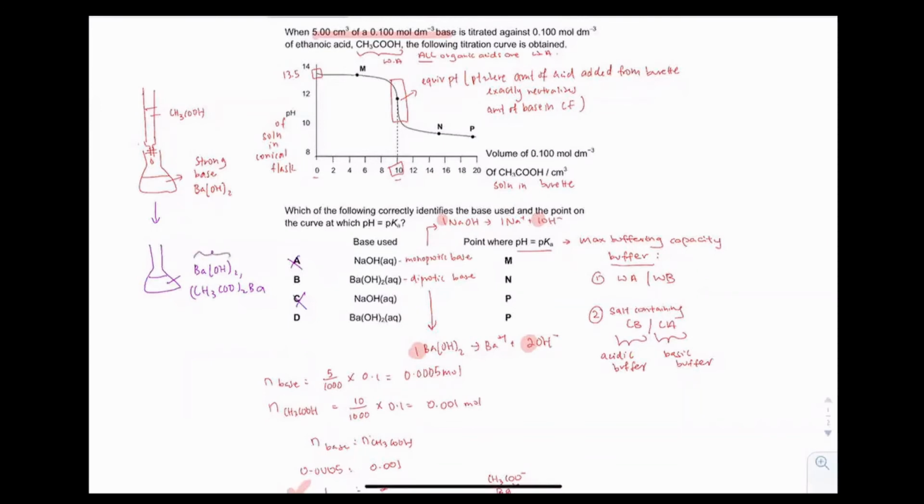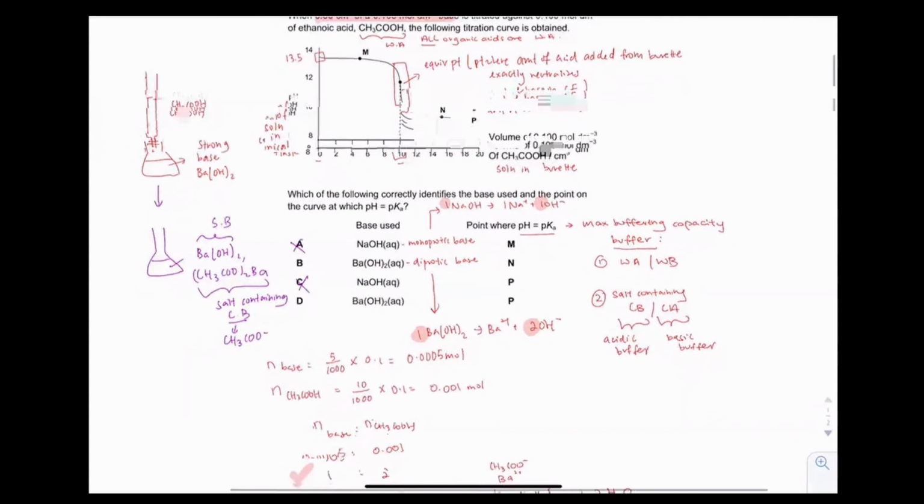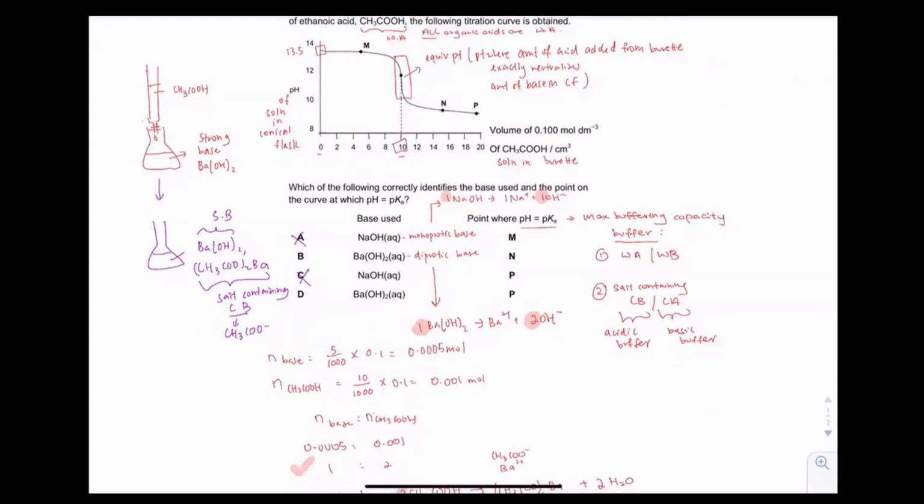So let's analyze this. So barium hydroxide is a strong base, and this is a salt containing the conjugate base. Okay, why is that so? What is the conjugate base? The conjugate base is CH3COO minus, right? Okay, so therefore, does this fit into the criteria of a buffer? No. Okay, it fulfills criteria 2. It has a salt containing the conjugate base, but it has no weak acid. Therefore, it is not a buffer.